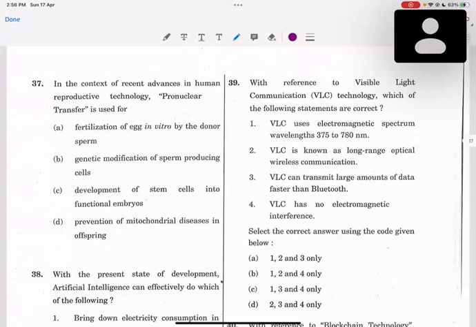Right? In the context of recent advances in human reproductive technology, pronuclear transfer. Right question, if you study biotechnology and also mitochondrial technology. And in 2021 also, a question came on mitochondria, because this has been in the news. And it's a simple question, right?